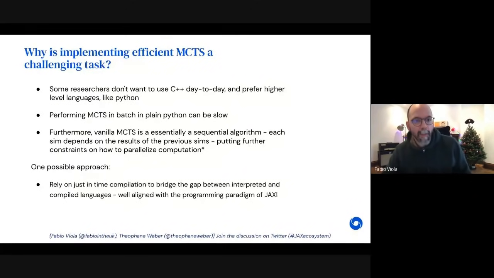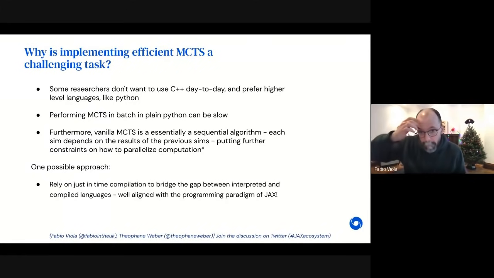So why is implementing MCTS efficiently a challenging task? Well, in the use case we have in mind, it is hard because some of us researchers don't really want to use C++ day to day, and we'd rather use higher level languages such as Python. But sticking with plain Python, performing MCTS in batch can be quite slow, making our research pace slower. And furthermore, as Theo mentioned, vanilla MCTS is essentially a sequential algorithm, which puts even further constraints on how much we can parallelize computation. There is, of course, work in this space, but let's stick with the simplest possible scenario.